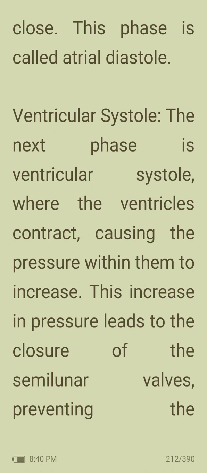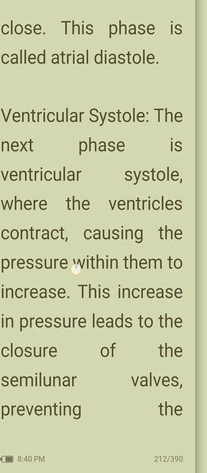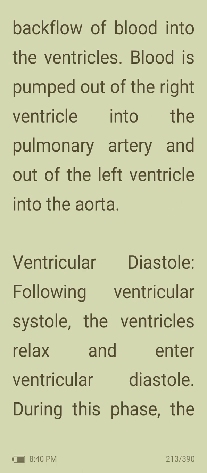Then ventricular systole. The next phase is ventricular systole, where the ventricles contract, causing the pressure within them to increase. This increase in pressure leads to the closure of the semilunar valves, preventing the backflow of blood into the ventricle. Blood is pumped out of the right ventricle into the pulmonary artery and out of the left ventricle into the aorta. Then ventricular diastole. Following ventricular systole, the ventricles relax and enter ventricular diastole.